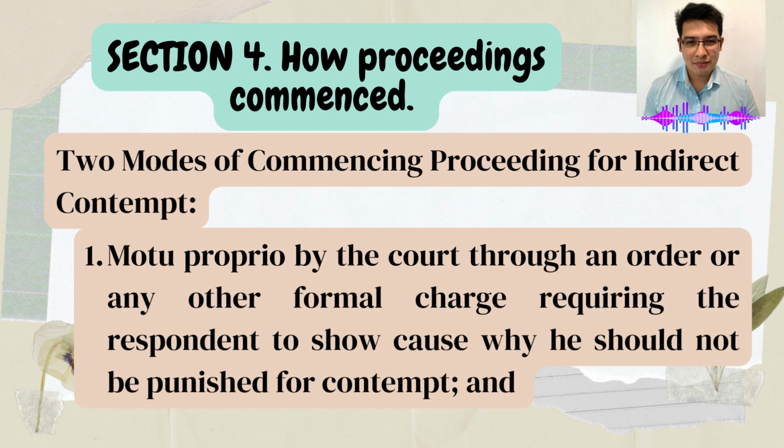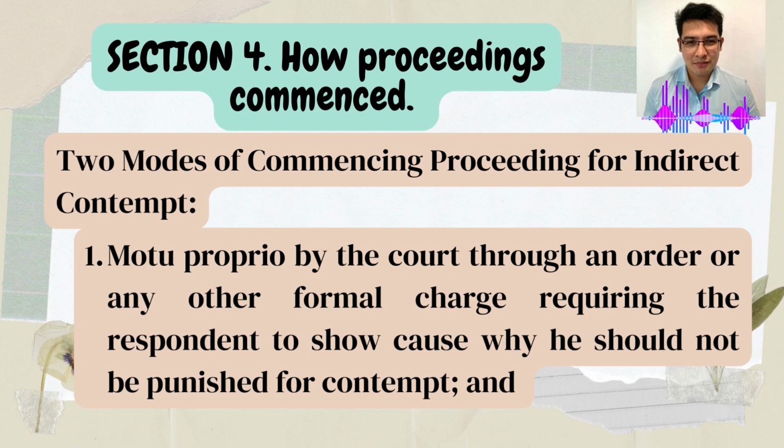Everyone. So to continue, I'll be discussing sections 4, 5, and 6 of Rule 71. For Section 4, how proceedings commence. There are two modes of commencing proceedings for indirect contempt.